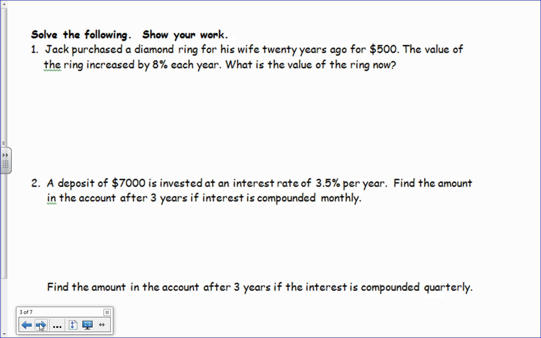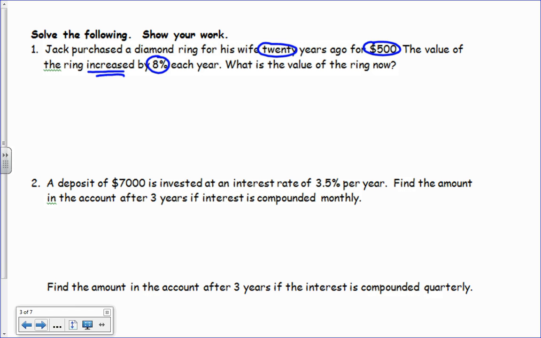So let's look at number 1. Jack purchased a diamond ring for his wife 20 years ago. There's a number right there, 20. For $500. There's another number. The value of the ring increased by 8% each year. What is the value of the ring now? Increased and a percentage. It doesn't say compound, it says increased and a percentage.